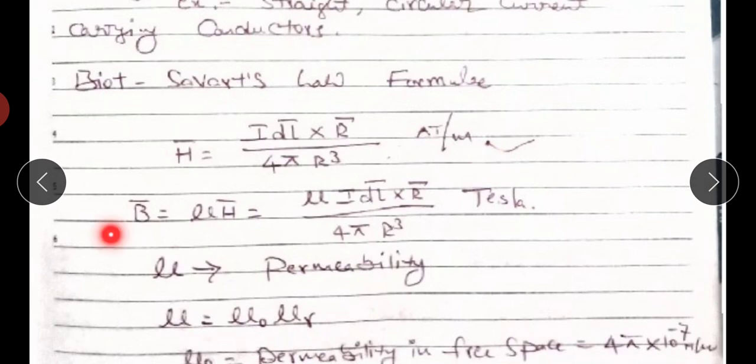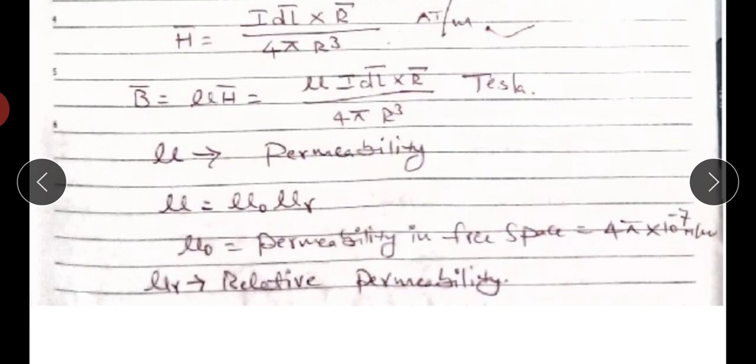Next, the magnetic flux density B bar equals mu into H bar. This is the formula of magnetic flux density. Here mu is the magnetic permeability, and mu equals mu naught into mu r. Mu naught is the permeability of free space, its value is 4 pi into 10 to the power of minus 7 henries per meter. It is always constant. Next, mu r is the relative permeability, and its value depends on the type of medium.